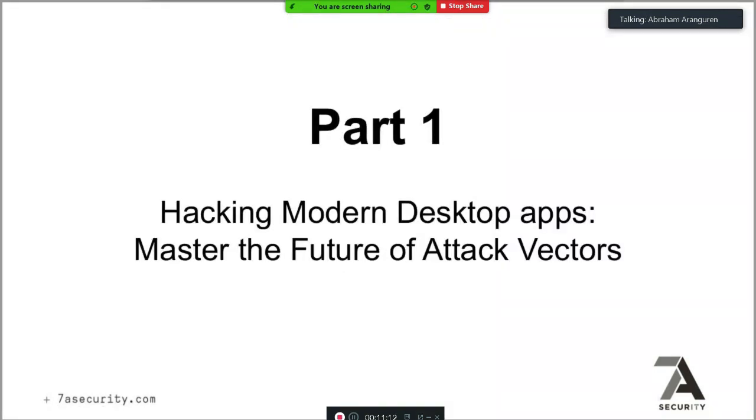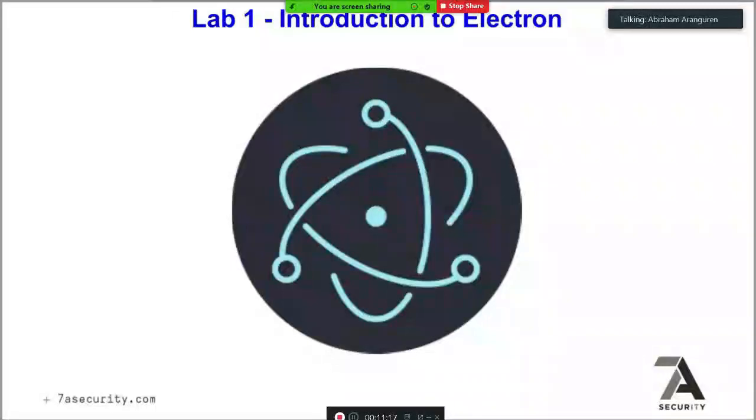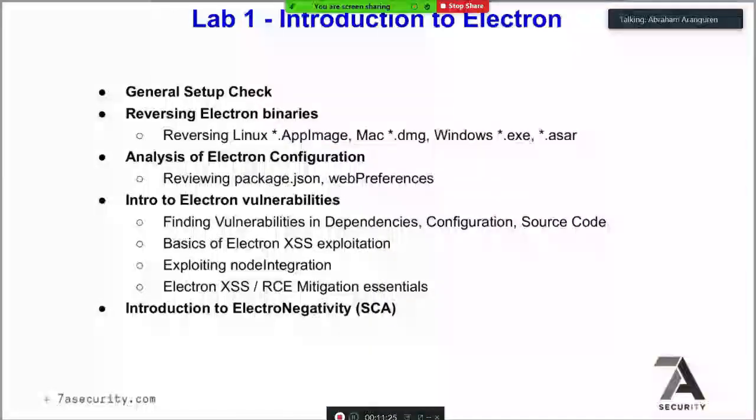With that, I'm just going to give a quick overview so that you see how this workshop falls into the course itself, and then we will move on to the first demos. First, we start with an introduction to Electron. We are going to look at some of this stuff today. We will skip the reversing of Electron binaries, but we will look at the package JSON and web preferences. We will also do a little bit of XSS and remote code execution essentials on Electron applications, and we will also take a look at Electronegativity. So we will check some of these topics today, not everything.